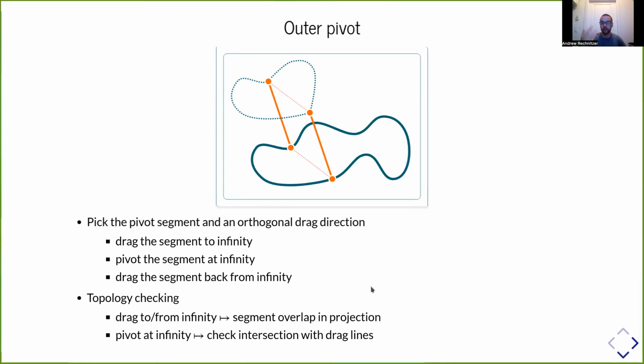And for each of those, we have to do some topology checking. So when we drag something to and from infinity, we have to check for intersections between line segments in projection. And when we do the pivot at infinity, we have to think carefully about these drag lines to make sure nothing intersects them as they pivot around.